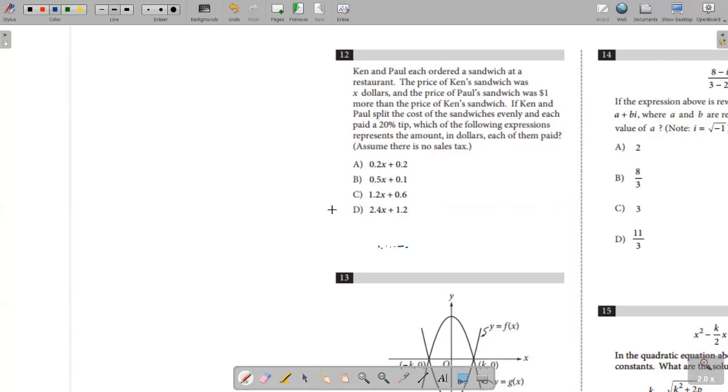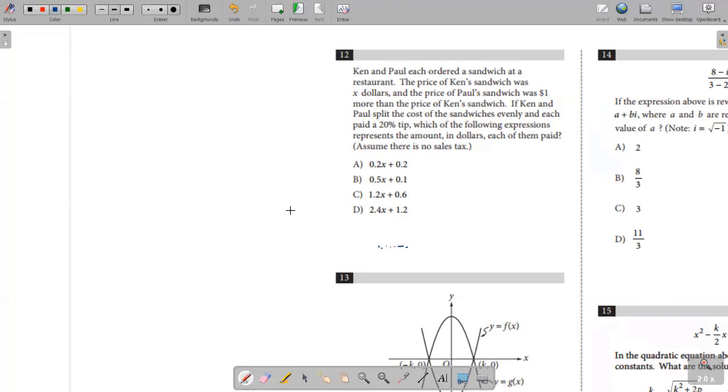Okay, so question number 12. Ken and Paul each ordered a sandwich at a restaurant. The price of Ken's sandwich was X dollars, and the price of Paul's sandwich was $1 more than the price of Ken's sandwich.